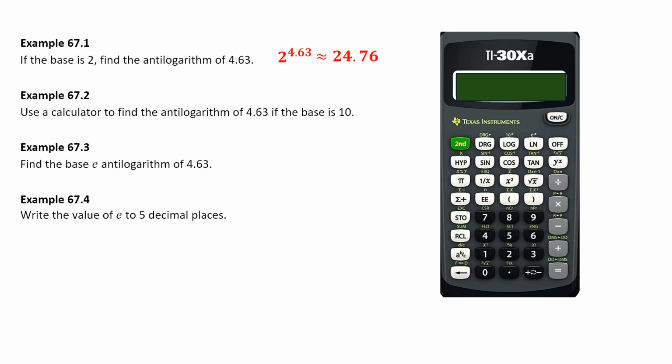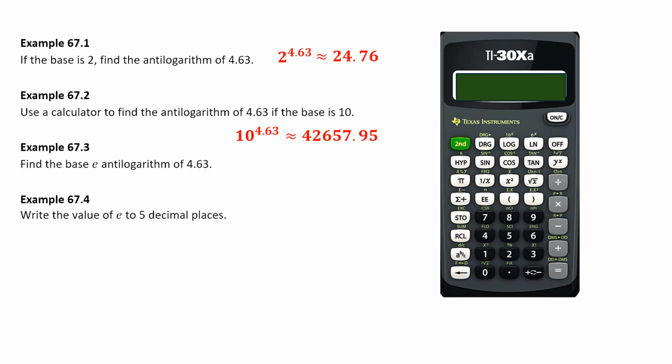So same exact order of operations when you do the next one. It says use a calculator to find the anti-logarithm of 4.63 if the base is 10. So basically you are saying 10 raised to the 4.63, same order of buttons, and that would give you about 42,657.95.